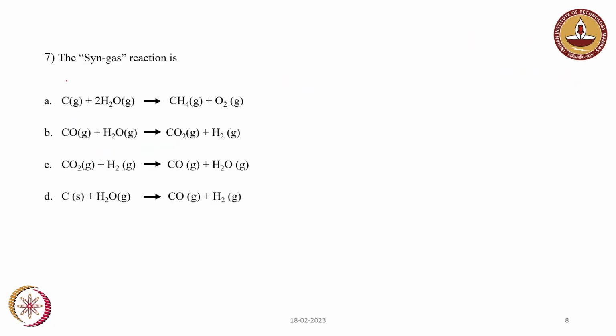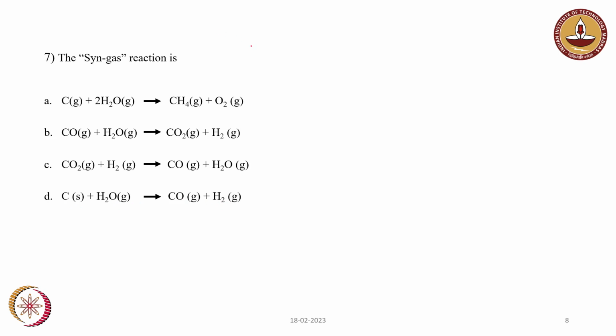And the next question is the syngas reaction. Option A is carbon plus water giving methane and oxygen. B is carbon monoxide plus water giving CO2 plus hydrogen gas. C is CO2 plus H2 giving carbon monoxide and water. D is carbon plus water giving carbon monoxide and H2.